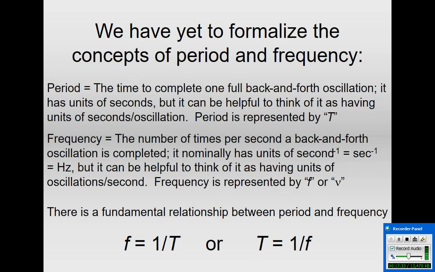Period is usually denoted by a capital T. Frequency is most frequently denoted by a lowercase f. But I have seen some texts in which frequency is denoted by the lowercase Greek letter nu, N-U, as in Nancy, nu. It's not a V, it's not a script V, it's the lowercase Greek letter nu. The actual relationship between frequency and period, well, they're inverses of each other. I can say frequency equals 1 divided by the period. I can say period equals 1 divided by the frequency. It's all good.